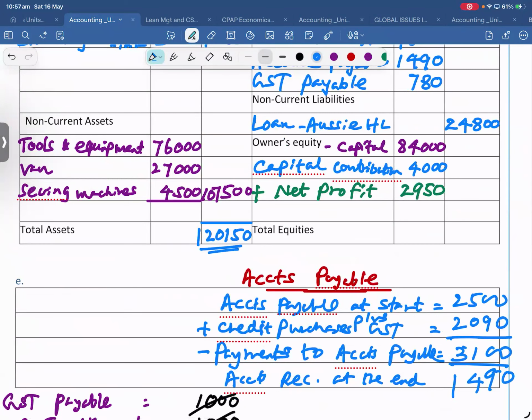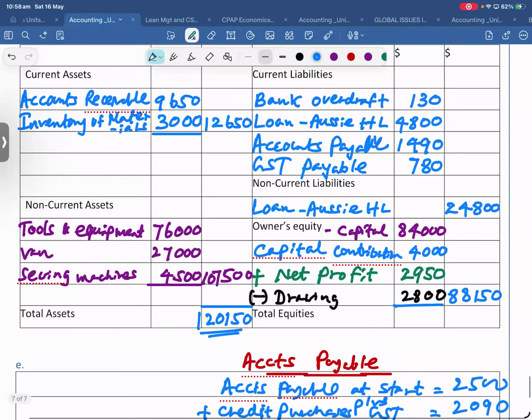Net profit done. From that, we are going to subtract drawings, minus drawings 2,800. So then get everything. Right. I'm getting 88,150 for the owner's equity section.